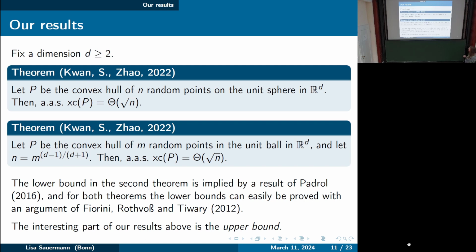So the lower bound in the second theorem is implied by this result of Pataki that we saw a few slides ago. And for both theorems, the lower bounds follow easily from the arguments of Fiorini, Rothvoss, and Tiwary for their lower bounds. But the interesting part of our results are the upper bounds. No non-trivial upper bounds for random polytopes were known before. So basically what we prove is that for a random polytope, typically the extension complexity is at most the square root of the number of vertices, up to constant factors.